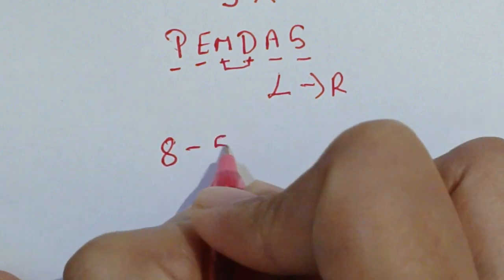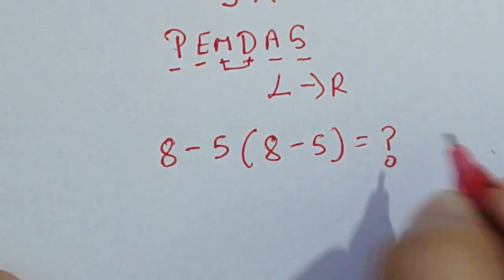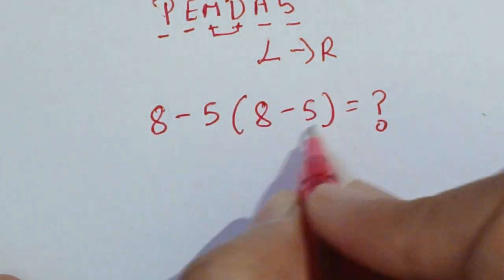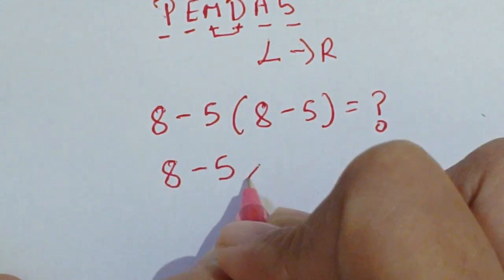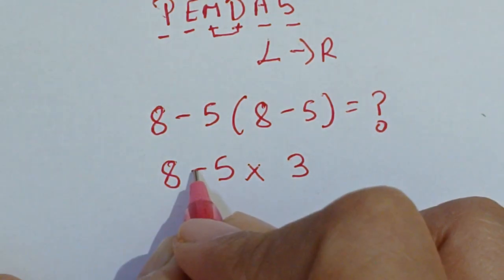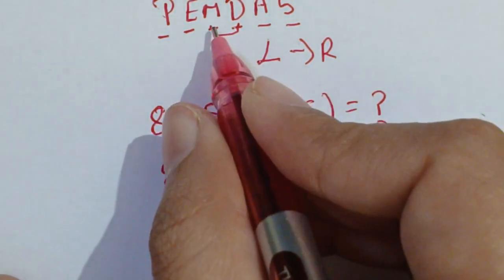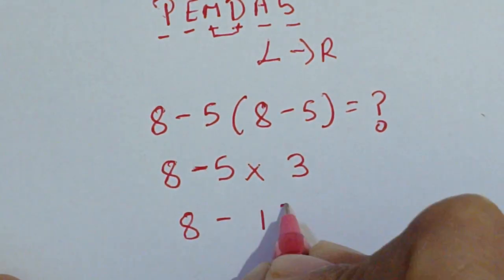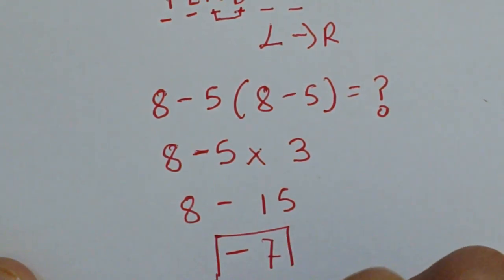So 8 minus 5 times (8 minus 5) is equal to question mark. First we have to solve this parenthesis, meaning this bracket part. So 8 minus 5 is what? 3. Then from this minus and multiplication, the first priority is what? The multiplication part. So solve: 5 times 3 is 15. 8 minus 15 is minus 7. So minus 7 is the correct answer.